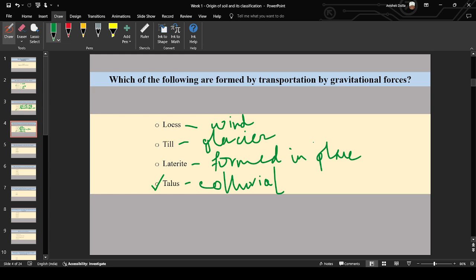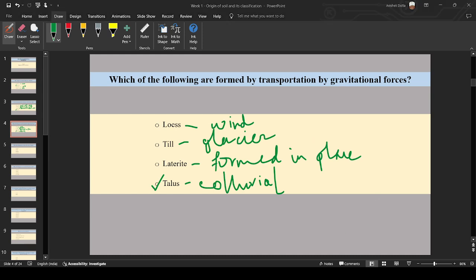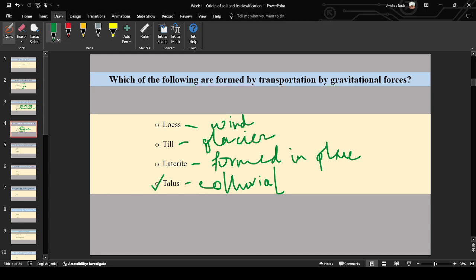So I guess it is clear. Loess is transported by wind, till is transported by glacier, laterite is formed in place, and talus is transported by gravitational forces. The answer to the question is talus, because it is a colluvial soil. It is a type of colluvial soil. I hope it is clear. I'm going to go to the next question.